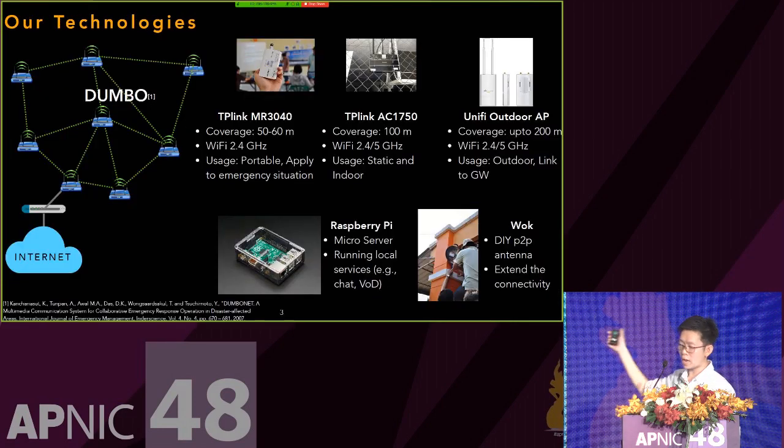This is what we have developed during this project. At Interlab, we developed our own firmware called Dumbo, which allows us to turn community routers into a wireless mesh network. With the solution for Darknet, in each village we can share the internet connection from fiber or ADSL. This is the equipment that we use. Below, we use the last few hops as well to run local applications or services. We have traffic monitoring, video on demand, and chat messages, and we use a DIY wok, like a cooking pan, to extend our signal.